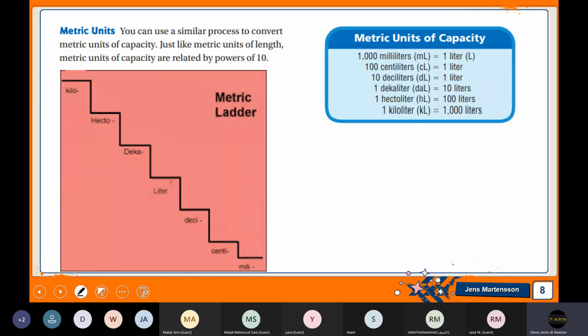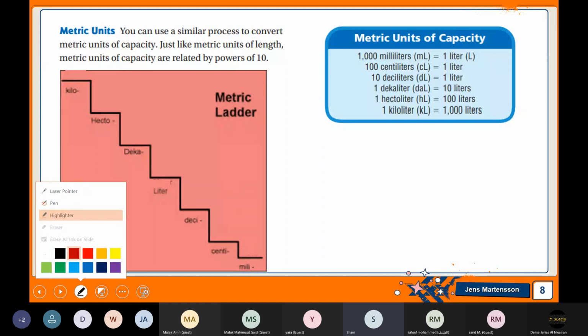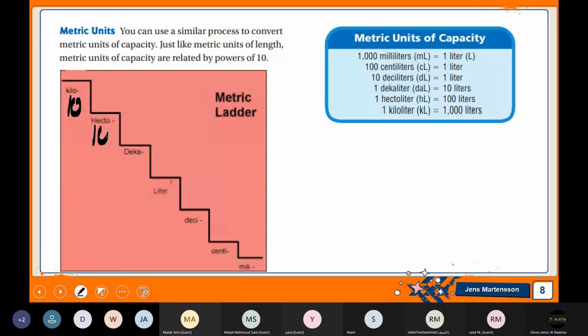Let's go now to the metric units. Here, what are the metric units? As we said, we have metric units in length. We have the metric units of capacity, and they have the same names: milliliter, centiliter, deciliter, decaliter, hectoliter, and kiloliter. In our countries, we use the liter in order to measure the capacity. We will use the same metric ladder. Here we have 10, 10, 10, 10.